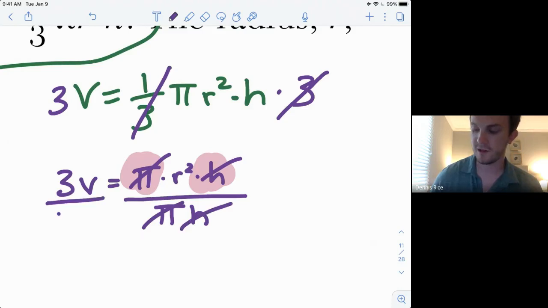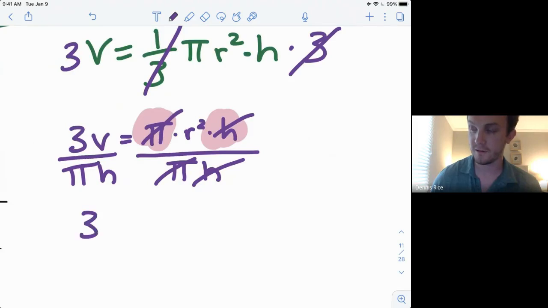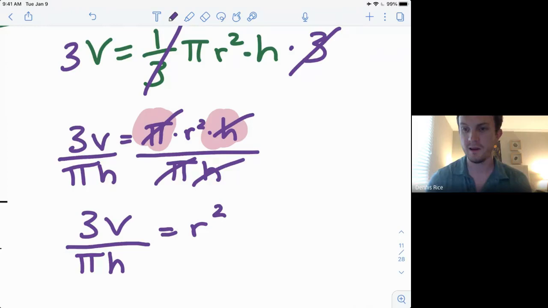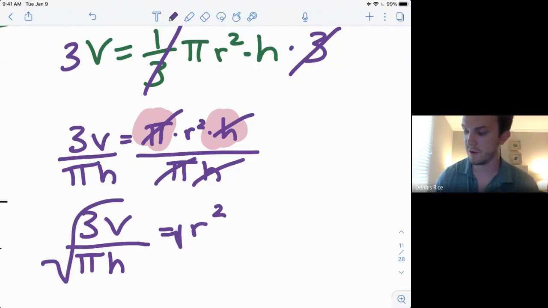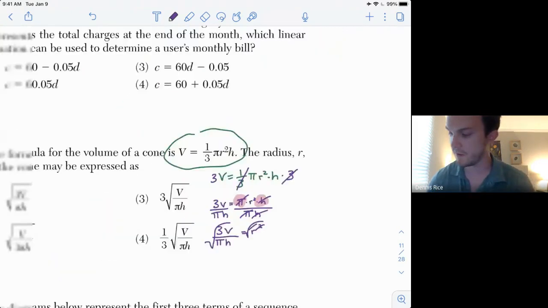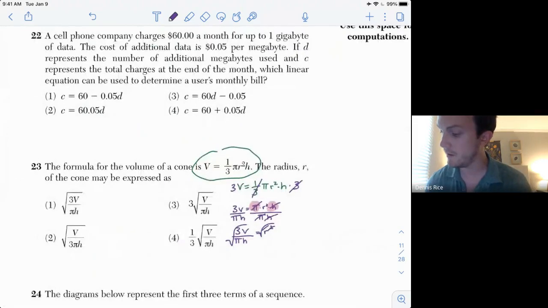And this is where it gets a little weird the first few times you do these problems because you're like, wait, what? But you just leave it like that. 3v divided by pi h is just 3v divided by pi h. And that's now equal to r squared. And what's the last step here? Square root. Square root will undo the square. So we're looking for the square root of 3v over pi h. Choice 1. Choice 3 looks close, but that would be like, for some reason, the 3 escapes, which wouldn't happen here. It's not like a perfect square or something.